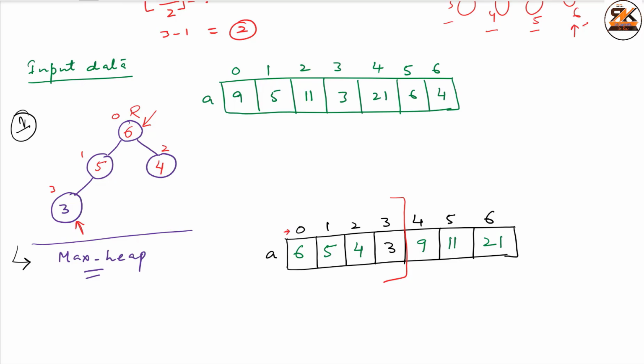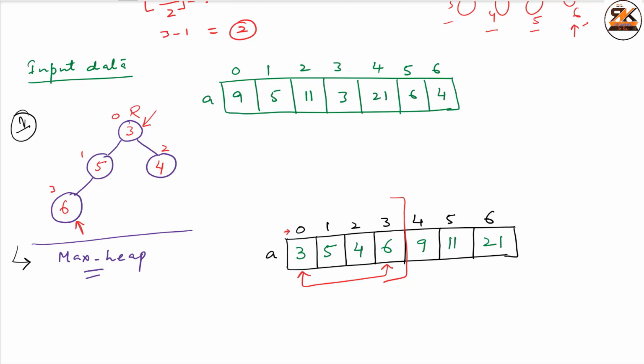Okay, so we will exchange this 6 and 3. So 6 will come down to this position and 3 will be occupying this position. Okay, and similarly 6 and 3 will be exchanged here in the array. After exchange, 3 will come to this position and 6 will go to this position. Fine.